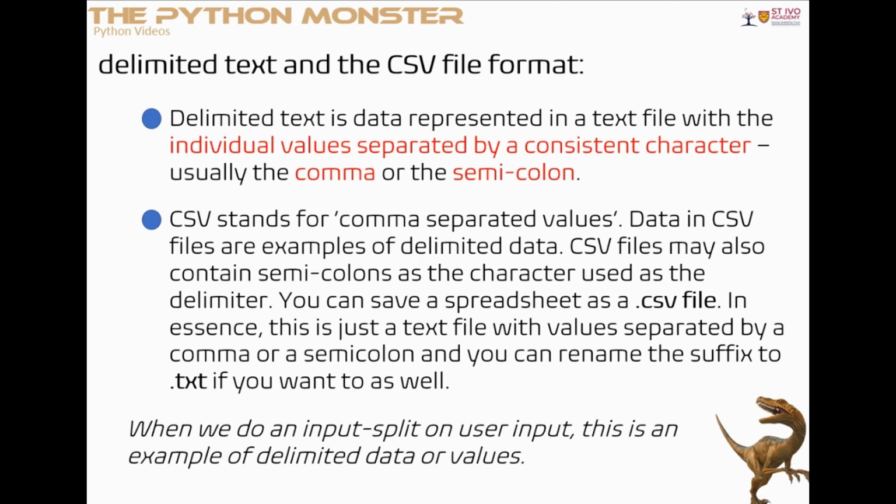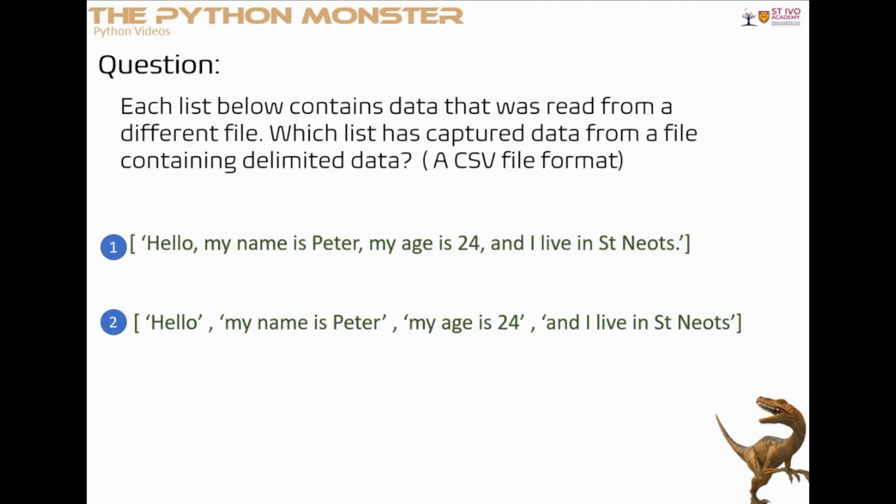Okay guys, so before we launch into a little bit more background and Python demos, quick question for you. Each list below contains data that was read from a different file. Which of these two lists do you think has captured data that was originally in a file containing delimited data, or of course we could have called that a CSV file? Do you think that list 1 is an example of data that's been captured from a file containing delimited data, or do you think it's list number 2? Pause the video guys and have a think.